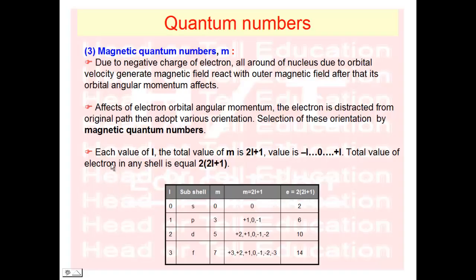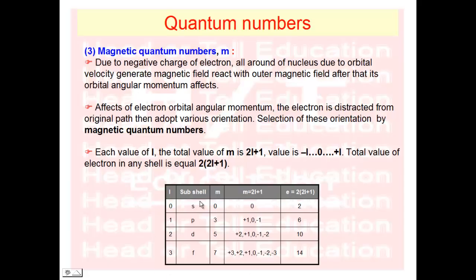For every value of l, the total number of values of the magnetic quantum number is 2 multiplied by l plus 1. The possible values of m are minus l, 0, and plus l. So the range of this number is from minus l to plus l. The total number of orbitals in any subshell is equal to 2l plus 1.